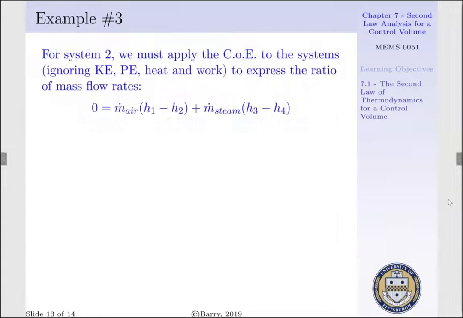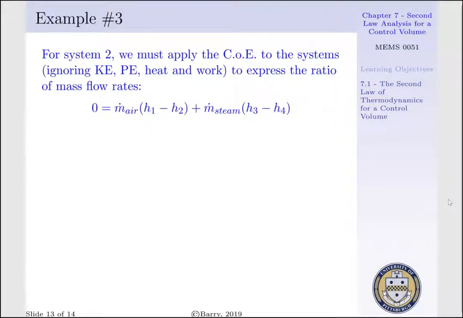Now, for system 2, we must apply the conservation of energy to our systems, ignoring our kinetic and potential energies in heat and works, to express the ratio of our mass flow rates. We have a heat exchanger where air enters at a temperature 290 Kelvin and exits at a temperature of 320 Kelvin. Steam is entering as a saturated vapor and exits at a saturated liquid.